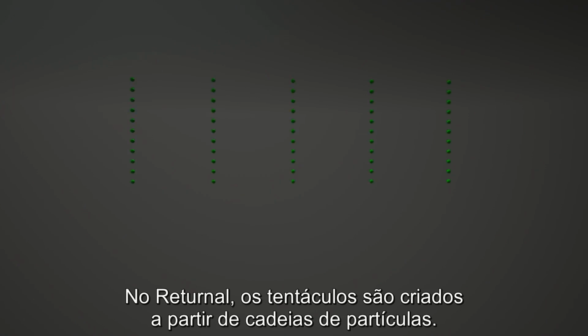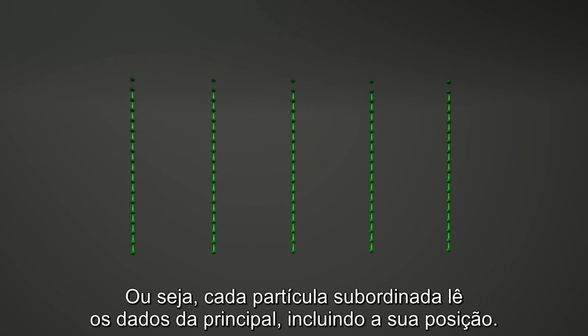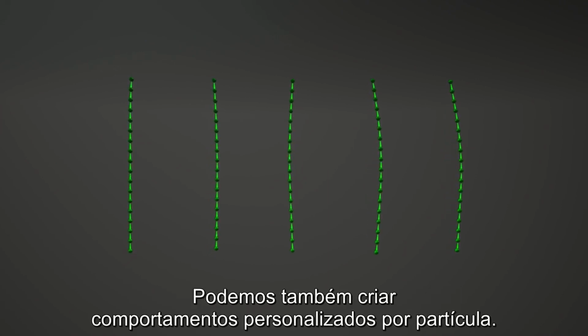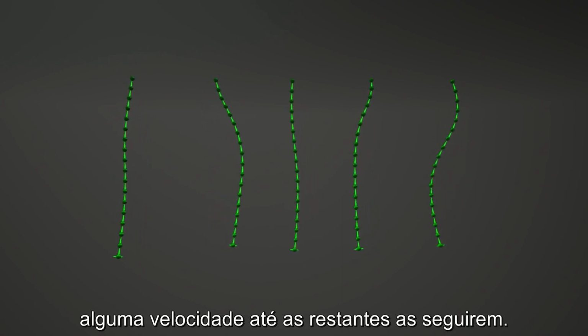Tentacles in Returnal are constructed from chains of particles. Our VFX engine allows particles to have parent-to-child relationships. That means each child particle can read its parent's data, including its position. We're also allowed to write custom behavior per particle. Here we give the first couple of particles some velocity and tell the rest to follow them.